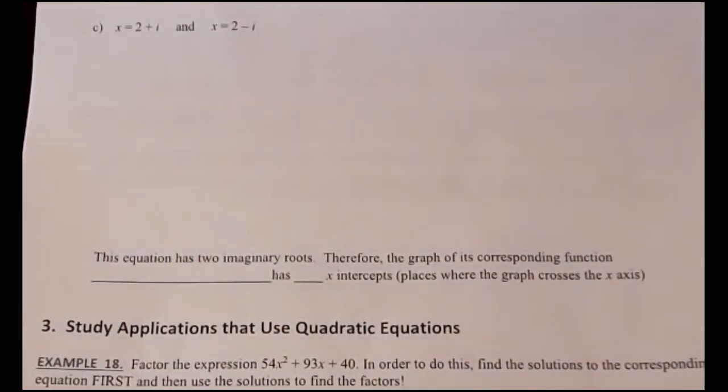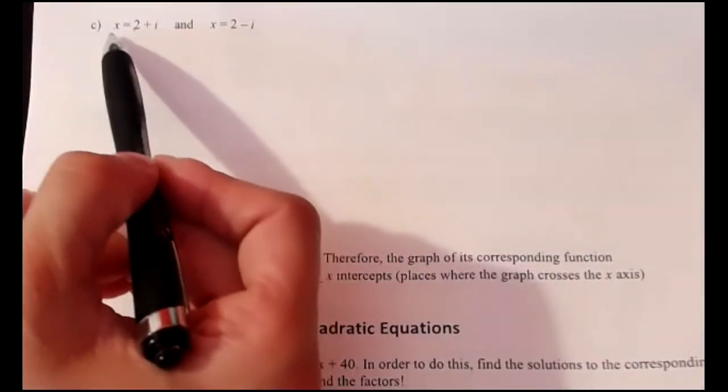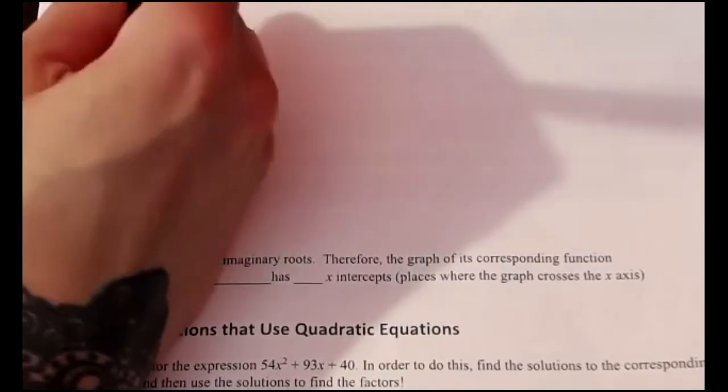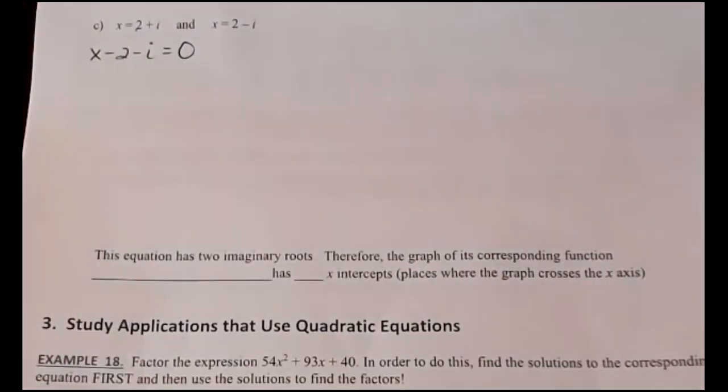Notice here that I have two imaginary solutions, 2 plus i, 2 minus i. The idea behind this stays exactly the same. We have to set each of these equal to 0, right? We want to figure out what it was before we solved. So here's how we do it. We essentially subtract the 2 and subtract the i. So if I subtract the 2 and subtract the i, my first equation is x minus 2 minus i is equal to 0.